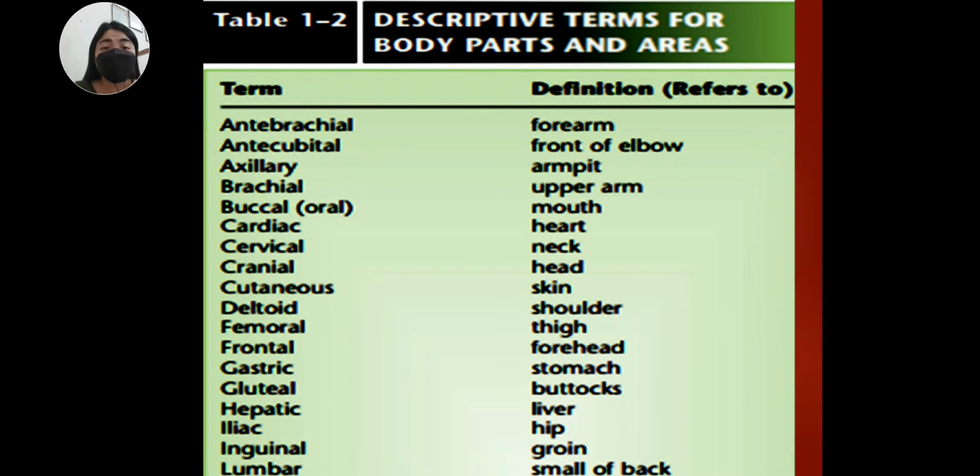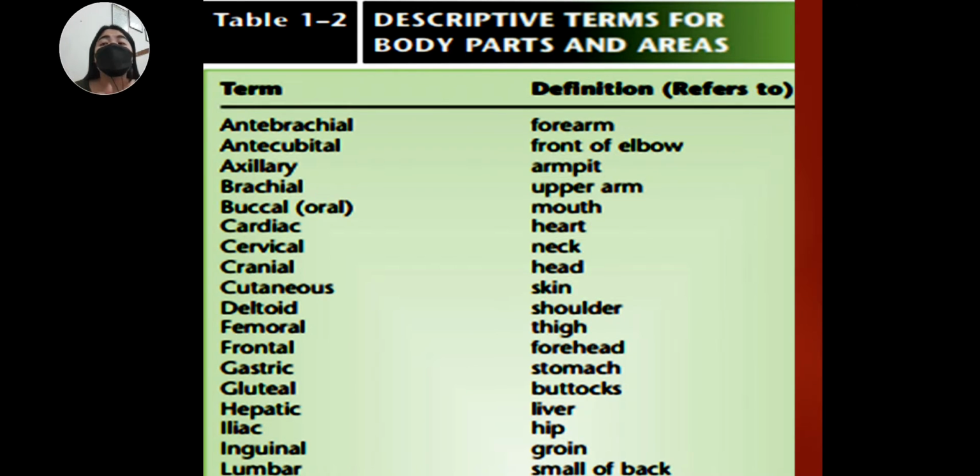Frontal, your forehead. Gastric, your stomach. Gluteal refers to your buttocks. Hepatic refers to the liver. Iliac refers to the hip. Inguinal refers to the groin. And we have lumbar, which refers to the small of the back. So this terminology and definition, you will be familiarizing or memorizing these terms.